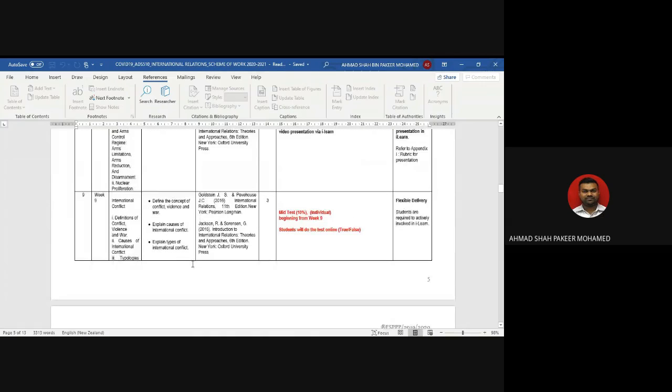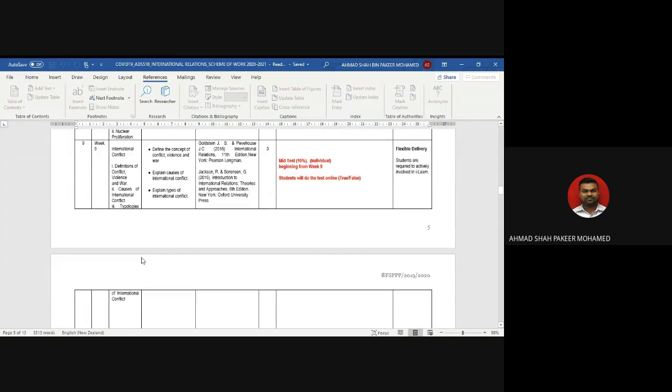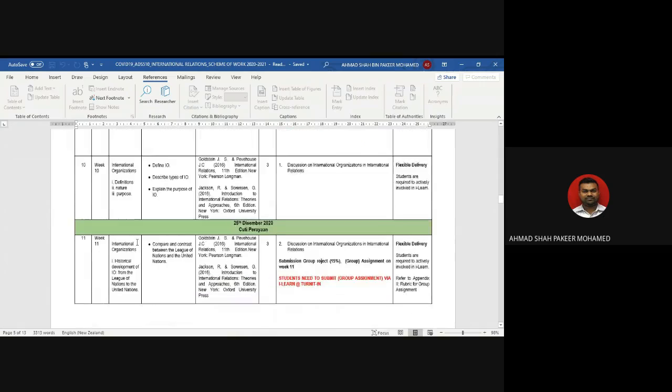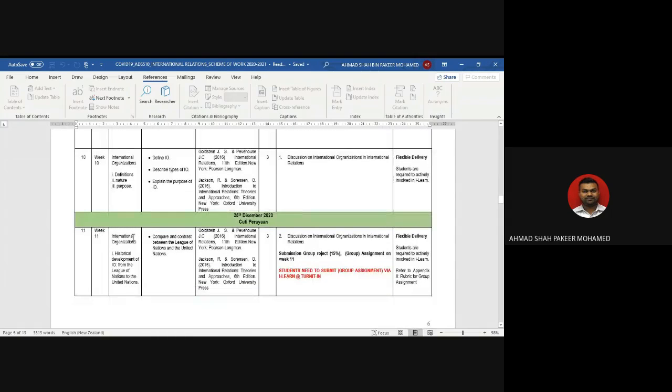And then in week 9 we're going to start focusing on conflict, international conflicts: why war happens, why conflict occurs, levels of conflict, types of conflict. We're going to explain everything in the conflict chapter. Then we go to IO, international organizations. Mainly we're going to focus on the United Nations: what is the purpose of the UN and why is the UN so important nowadays, or is it important or not? We're going to discuss this.